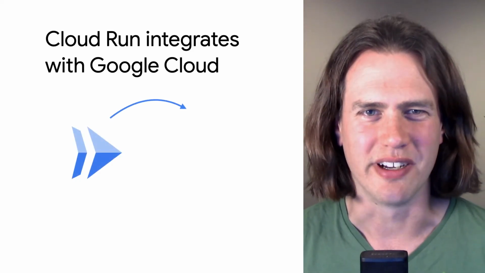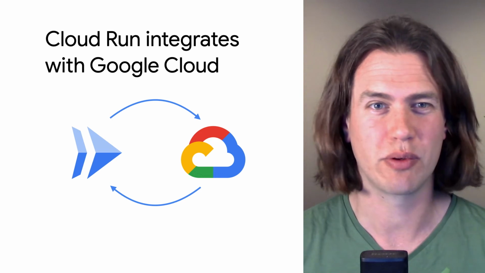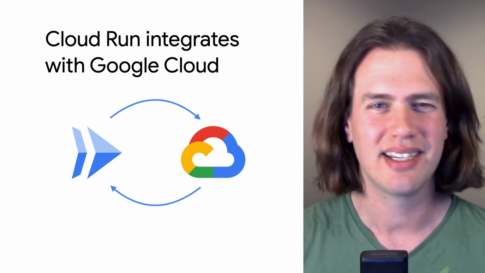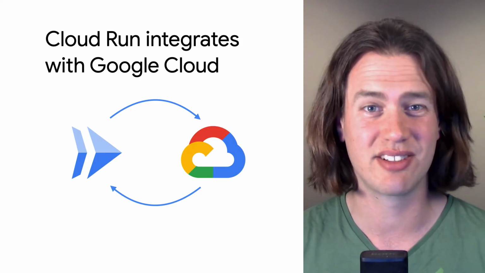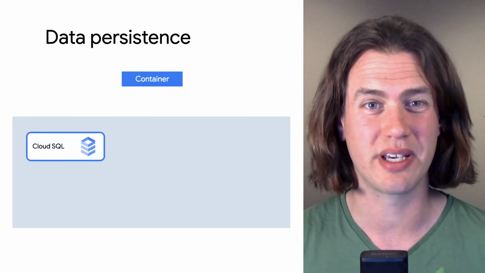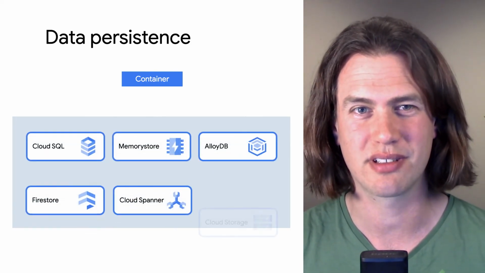The power of Cloud Run is in the integrations with the broader ecosystem on Google Cloud. Before we wrap this video up, let's go through the most useful integrations. It's hard to think of a web application that doesn't need to store data. For data persistence, Cloud Run integrates with Cloud SQL, that's managed MySQL, PostgreSQL, and SQL Server.